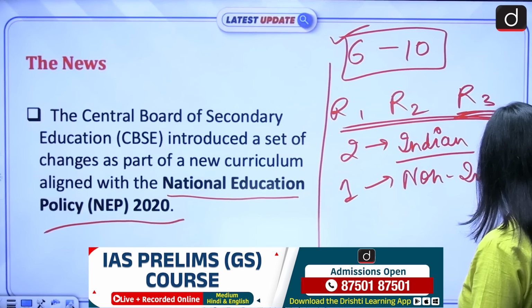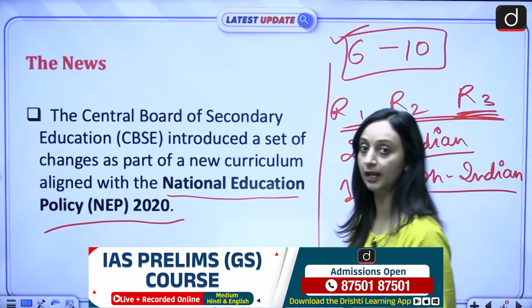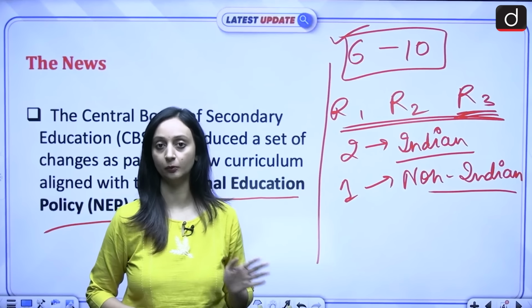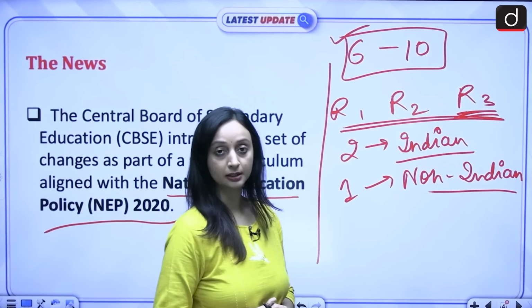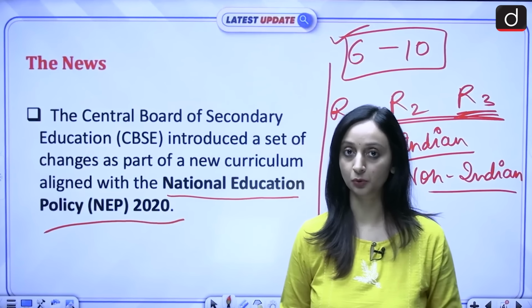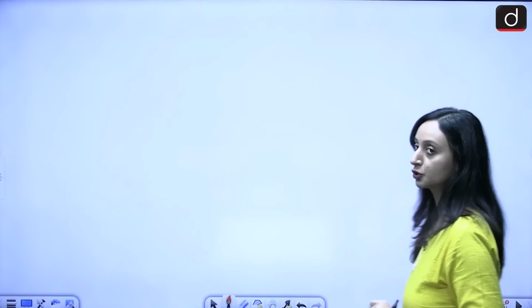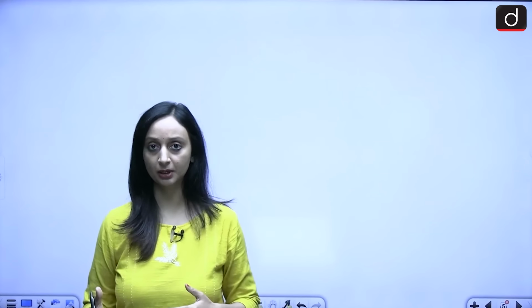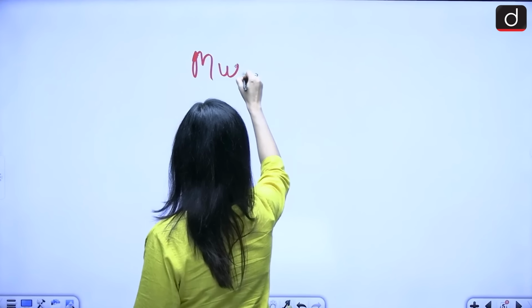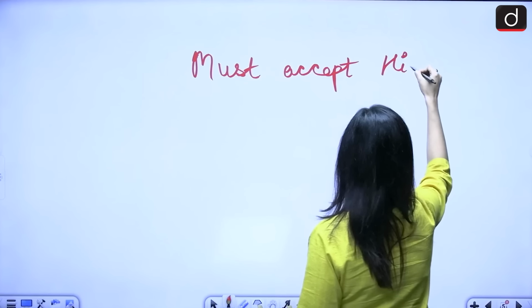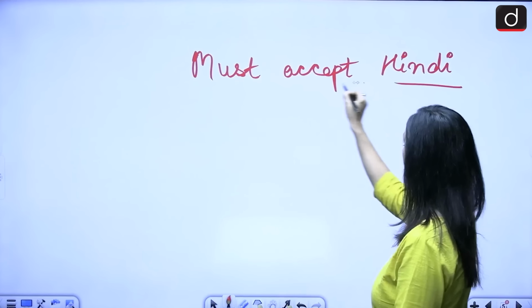This is being done to keep it aligned with the National Education Policy of 2020, which talks about this 3-language formula. However, there are certain southern states that are actually opposing this because they feel that this is an indirect push for Hindi. It's an indirect compulsion on them that they must accept Hindi.